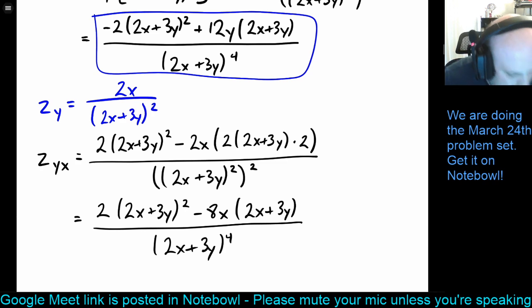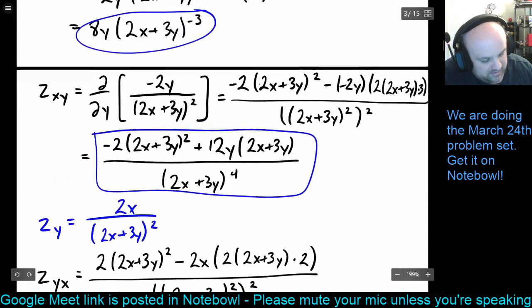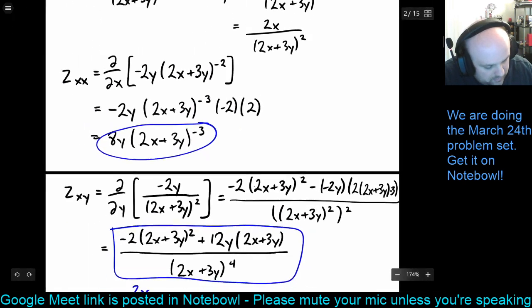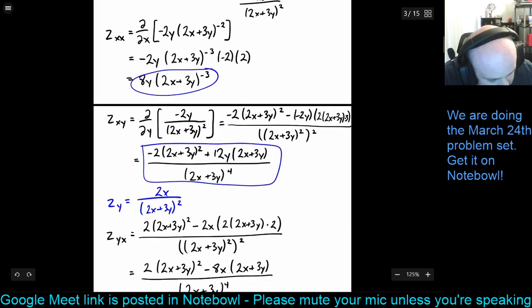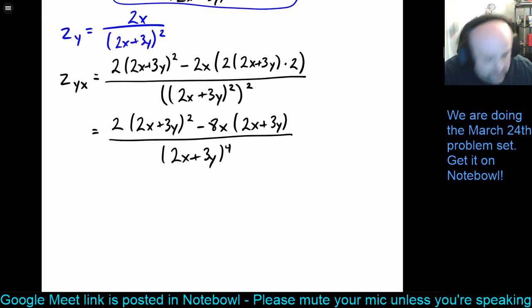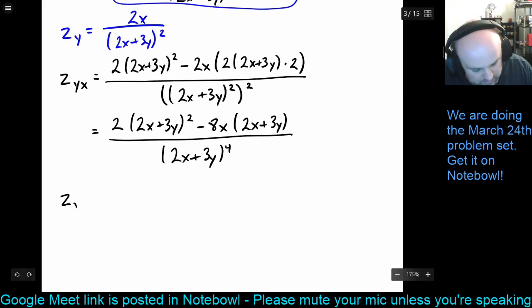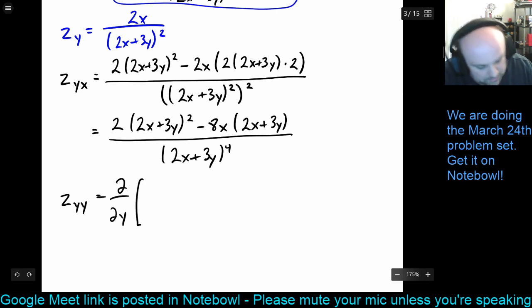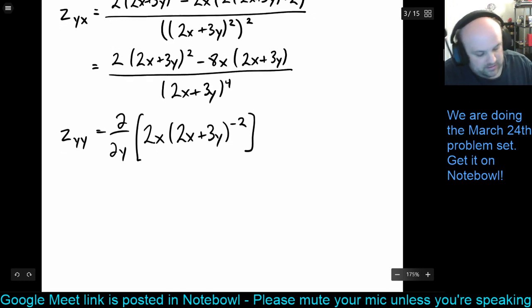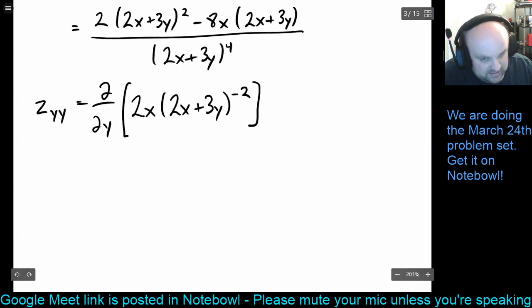All right. So now let's do the last derivative here, which is, what are we doing? zyy. Right, so zyy, this one will be a bit easier. So I'm going to do the same kind of trick I did for zxx. I'm going to look at it like this to differentiate it.